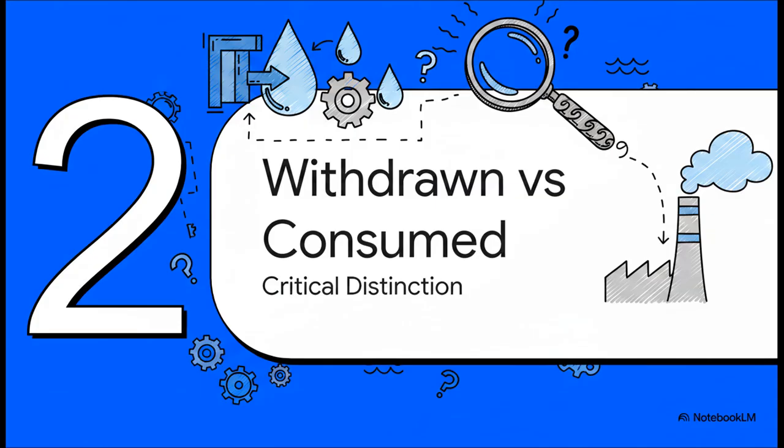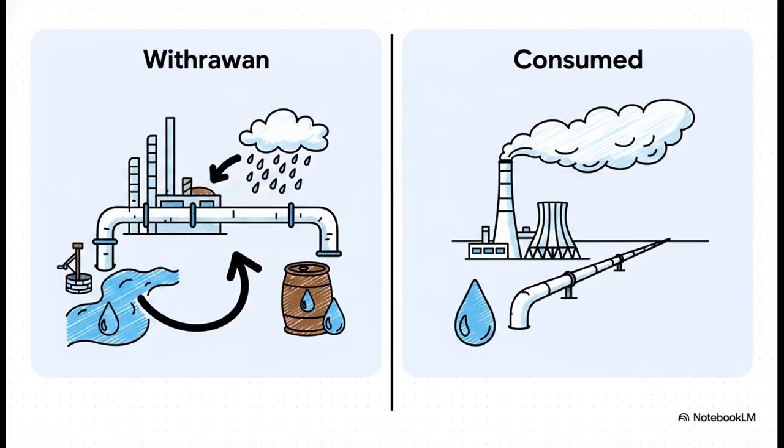Which brings us to Section 2, withdrawn versus consumed. This is a critical distinction. Now, what's really interesting about this is that we basically need to act like forensic accountants, because not all water is treated equally on the balance sheet. Comparing the two categories, total water withdrawn includes every single drop pulled from the environment. We're talking surface water, groundwater, collected rainwater, and municipal supplies.